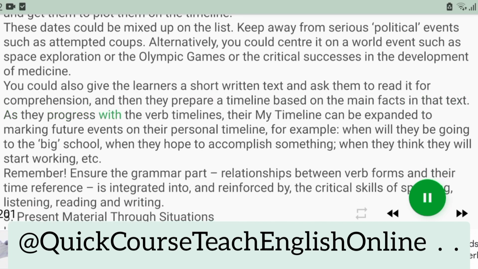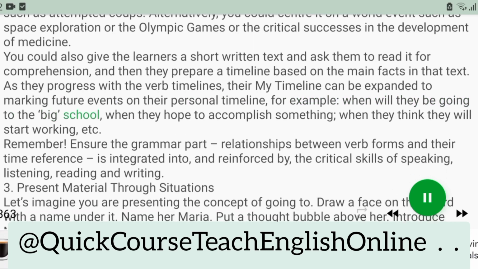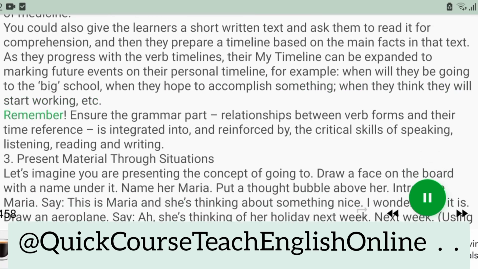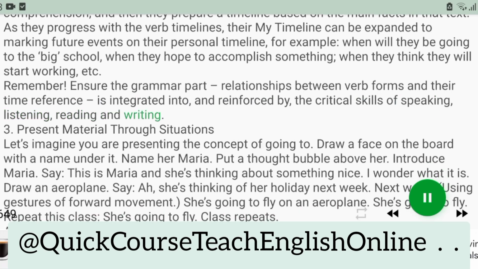As they progress with the verb timelines, their my timeline can be expanded to marking future events on their personal timeline. For example, when will they be going to the big school, when they hope to accomplish something, when they think they will start working, etc. Remember, ensure the grammar part, relationships between verb forms and their time reference, is integrated into, and reinforced by, the critical skills of speaking, listening, reading and writing.